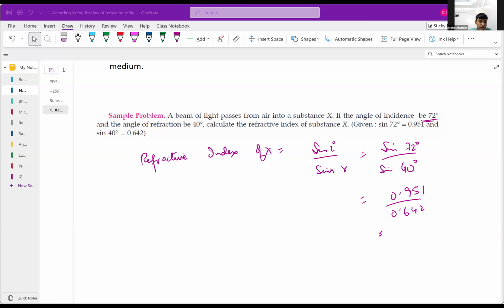So ma'am, we get the value as 317 divided by 214, 1.48. Yes ma'am, 1.48. Okay. Now, because the refractive index is connected to the speed of light, I'll show you how.